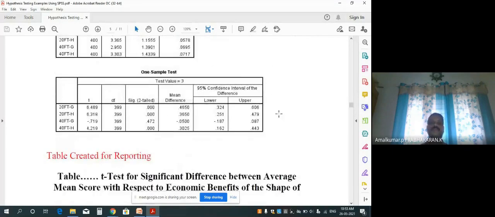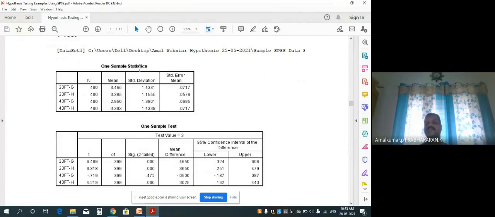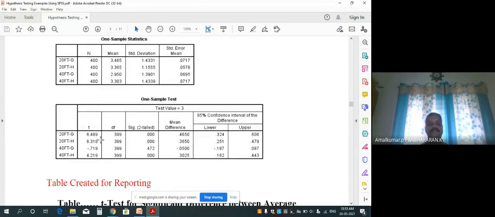This is the output generated by SPSS. There are 2 tables: the one sample statistics table and the one sample test table. Some values from these tables are used for reporting. Here are the variable names, and the N represents the sample size. 400 samples were selected for the study. This is the mean value and this is the standard deviation. From the tables we choose only two items: the t-score and the significance level, or p-value.